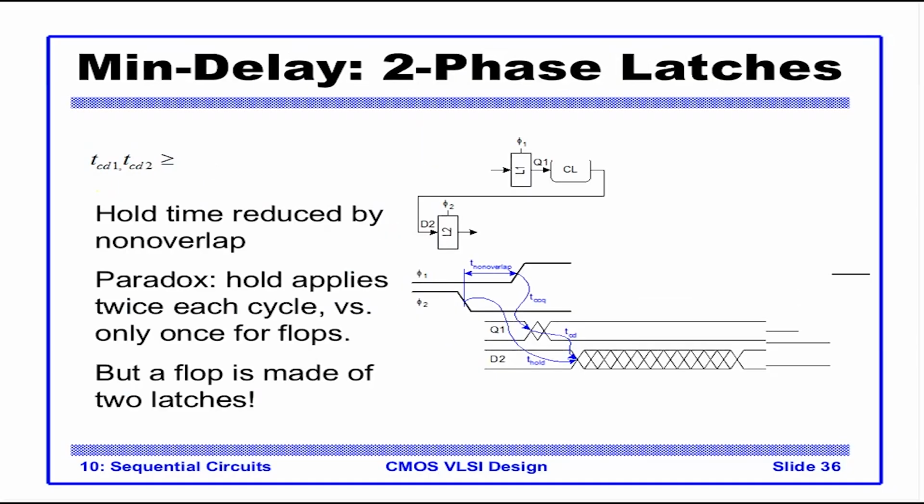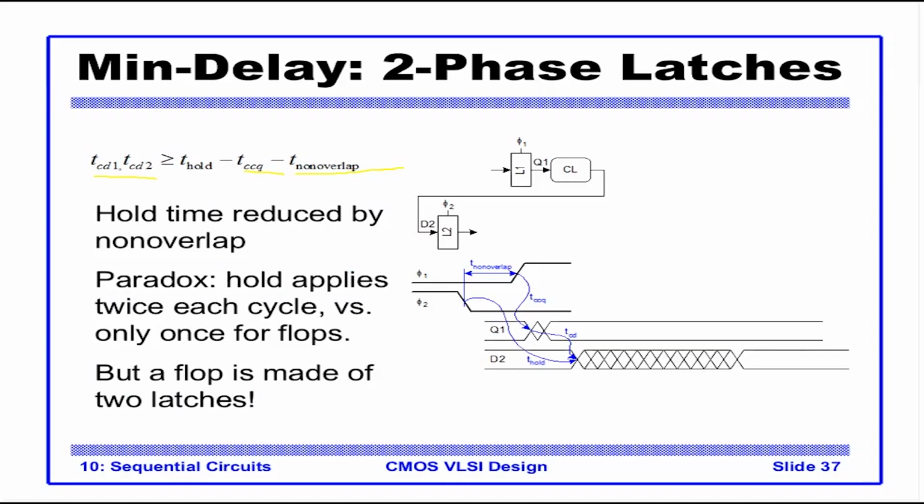Similarly, we have the min delay case for two phase latches, and we have the min delay case for the pulse. So there is a min delay case of two phase latches. Again, it's very similar to the earlier case where we say that the delay here, TCD1 plus CD2 plus TCCQ plus T non overlap, should be greater than the T hold requirement.